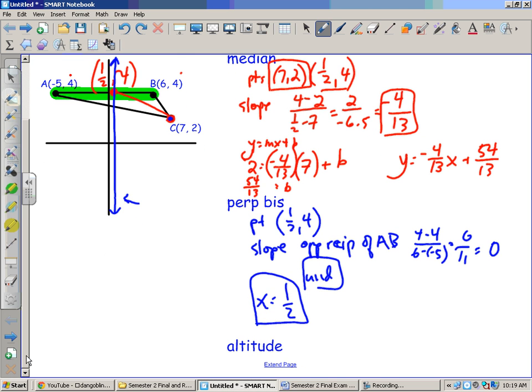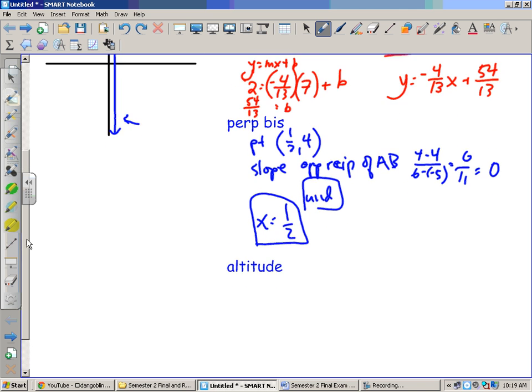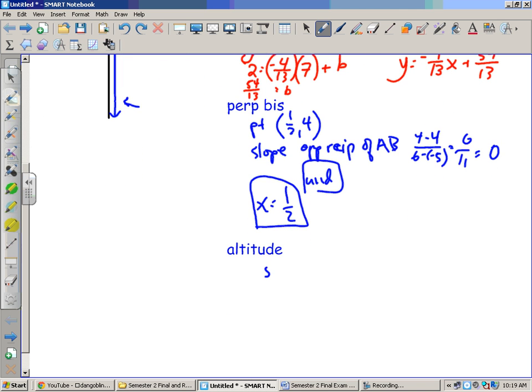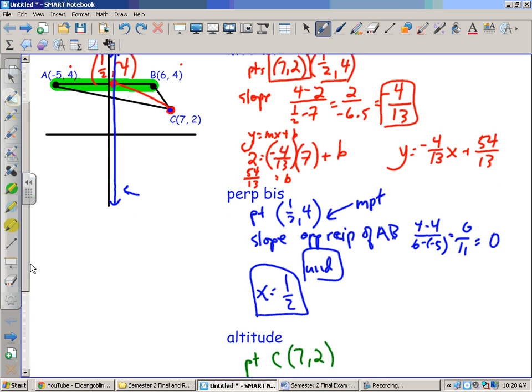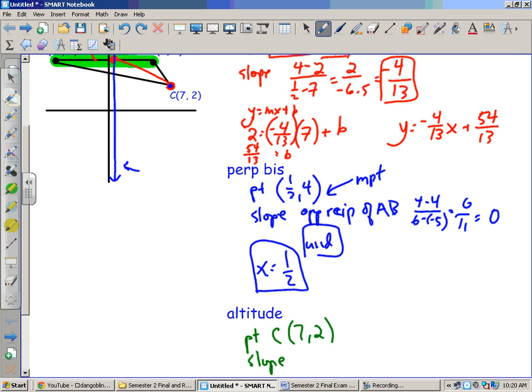The altitude is going to have a similar equation, since it has the same slope. The slope I already know is undefined, but the point is different. The point is not the midpoint. As you saw, for the perpendicular bisector, the point is the midpoint of AB. For altitudes, the point I use is the opposite vertex to AB. So the point is going to be C, which we used to find the median, and that's (7, 2). My slope is still the same because it's still perpendicular to AB. It's going to have a slope of undefined.